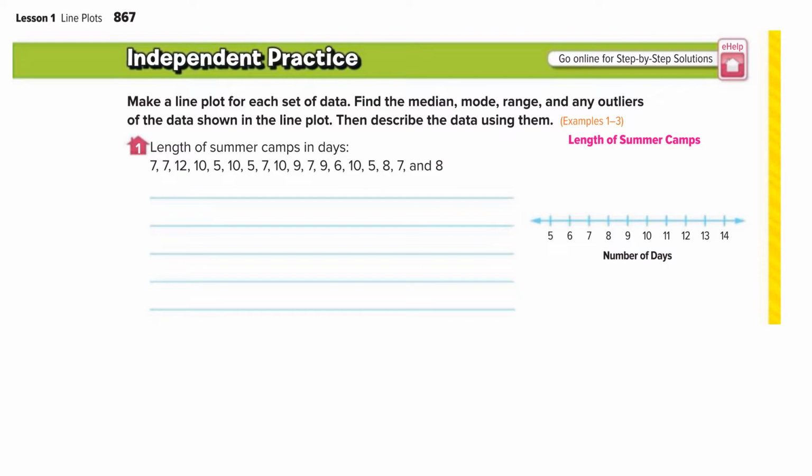Remember, when you make a line plot, you want to make your x's uniform in size and spread out evenly. If you did this correctly, your line plot should look like this.